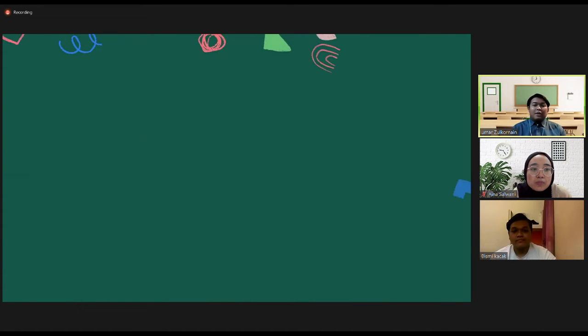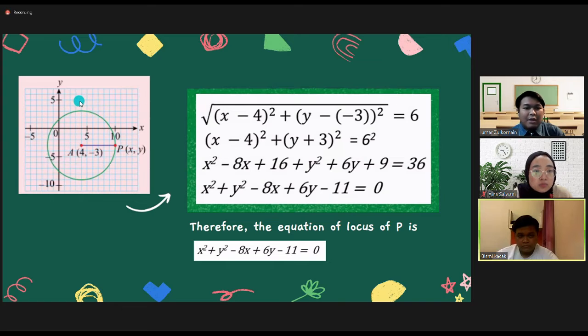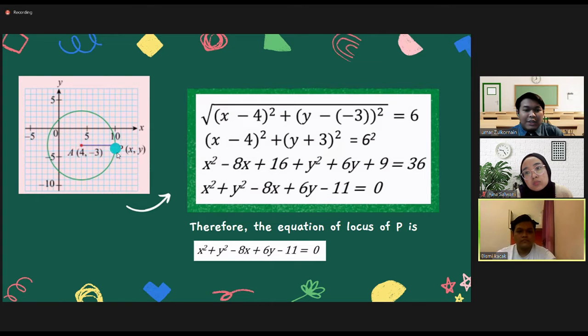So first of all, when you guys get a question, you need to sketch it on the graph. Right, you need to sketch it. So this is 4, negative 3, the coordinate of A, and you go 6 units from A: 1, 2, 3, 4, 5, 6. Then you will get P.